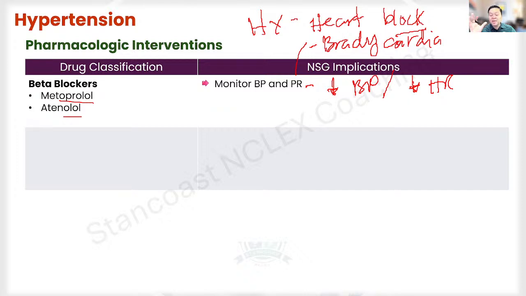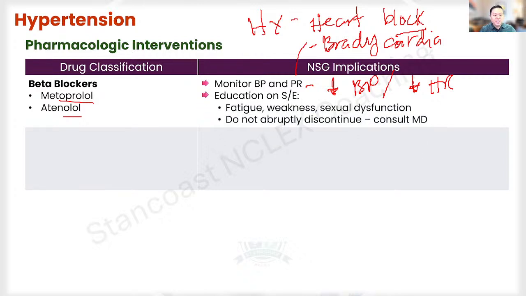Or maybe in the telemetry, the technician probably would be calling your phone more often now because maybe the patient is developing more of the heart blocks. So you got to be careful in the administration of the beta blockers, because it can decrease the heart rate of the patient as well. Now, another thing is you're going to have to educate the patient to report any of these manifestations: fatigue, weakness, sexual dysfunction. I'm talking about impotence.